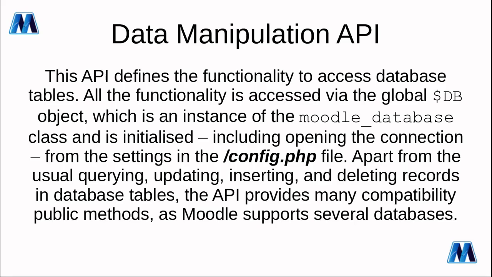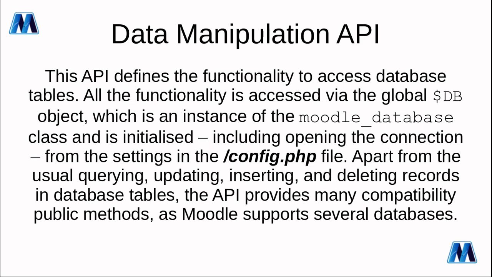So before we dive into our index.php file, I thought this would be a good time to actually discuss the data manipulation API, since we'll be using it in our index.php file. So this API defines the standard methods to access database tables. Okay. It is accessed via the global DB object, which is an instance of the moodle_database class, and is initialized very early in the process from settings in the config.php file.